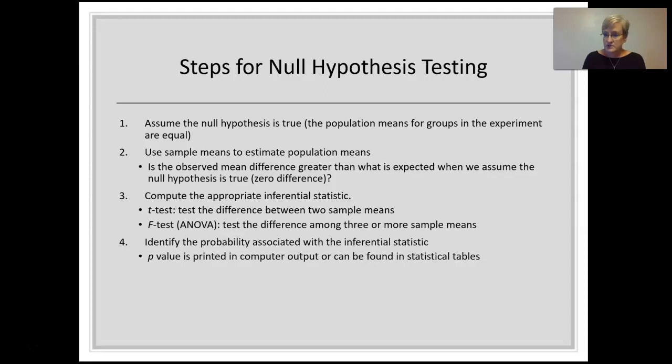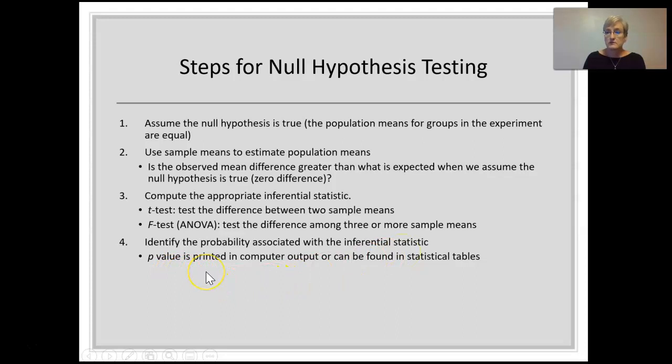By the time I was in graduate school in the late 1980s, early 1990s, we started to be able to use computer packages to more reliably calculate these statistics. At this point, now that you're an undergraduate, we can use powerful packages like SPSS to do this background math for us really fairly easily and quickly. So what you're doing in step 4 here is identifying the probability associated with the inferential statistic.